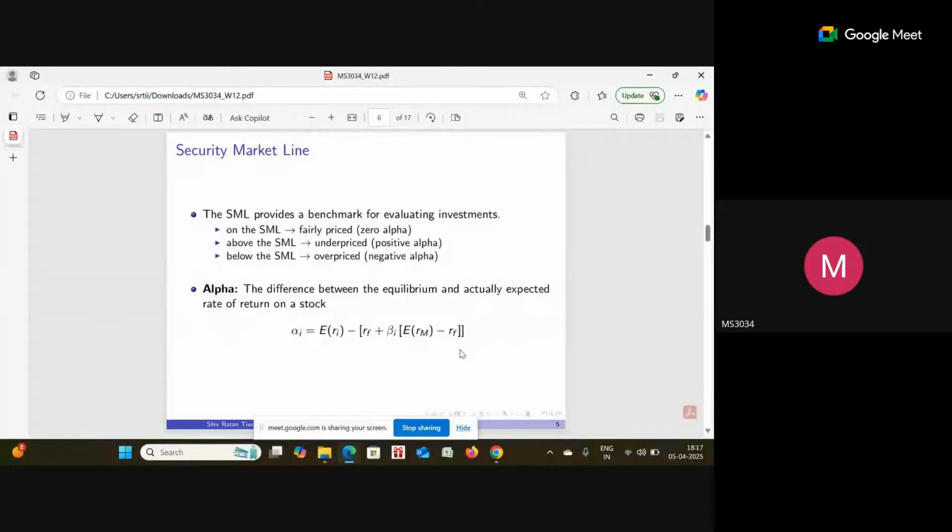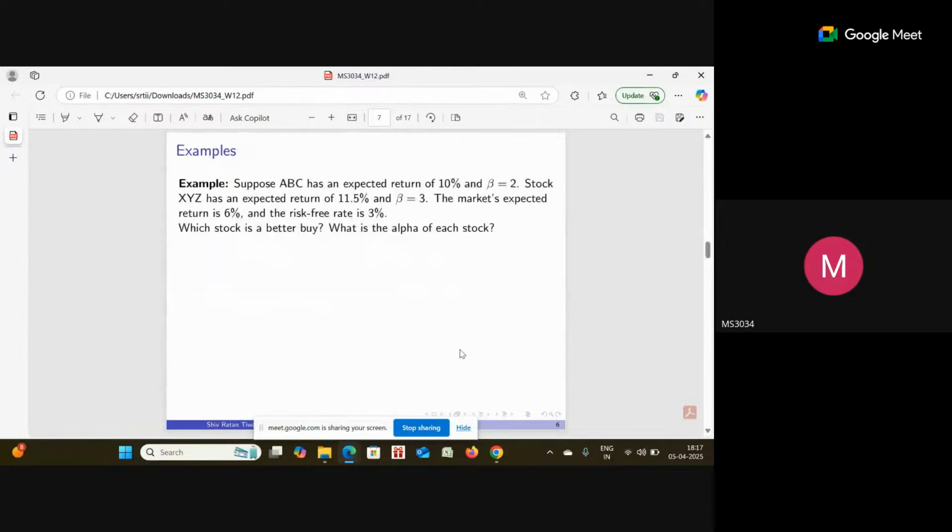If you have any doubts regarding CAPM, the concept behind it and anything, please let me know. Stop me here, and then we will move to the examples where we solve some numerical examples. Okay, so let's have a look at some examples.